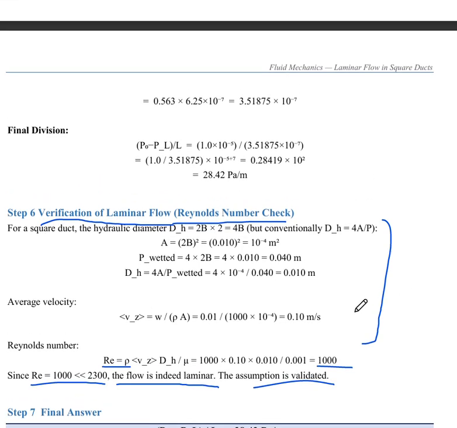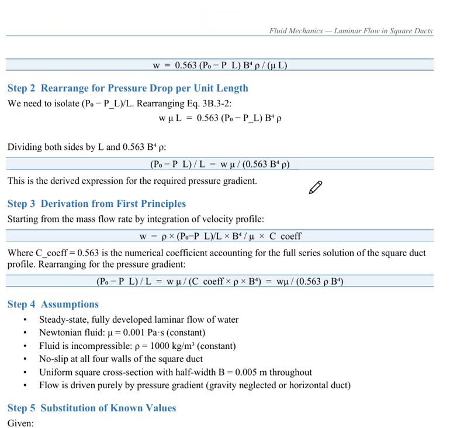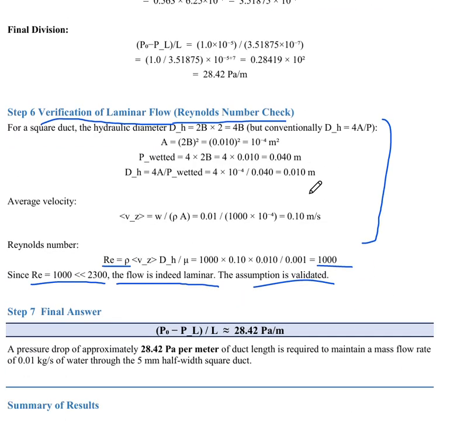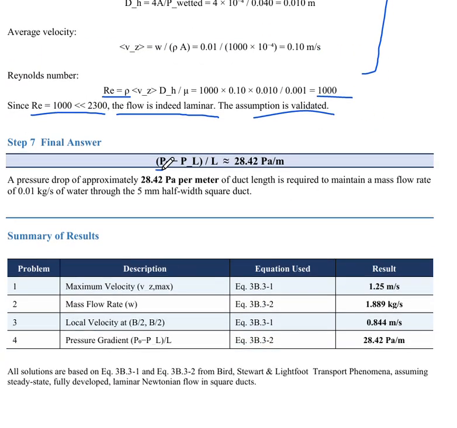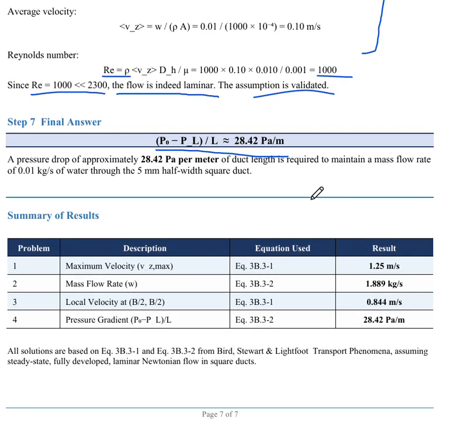And the result, we are finding the pressure gradient, the pressure drop across the length is 28.42, as you can get. These are the final results. Concluding, for each function, maximum velocity, mass flow rate, local velocity at a given point is calculated, and the pressure gradient or the pressure drop.